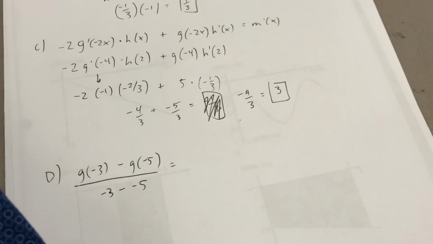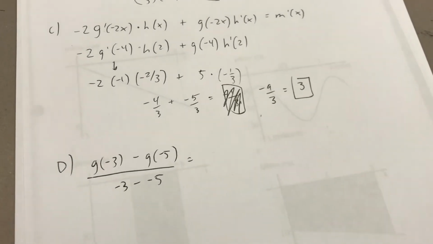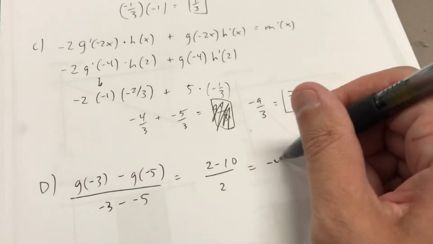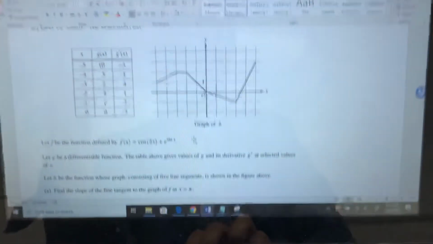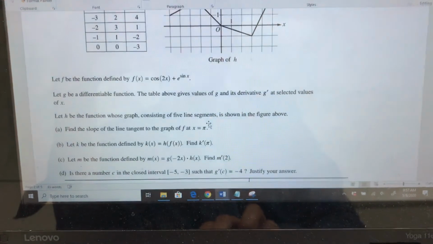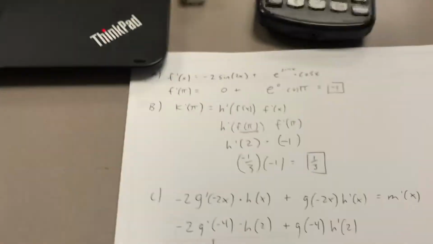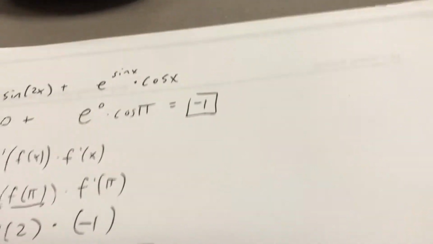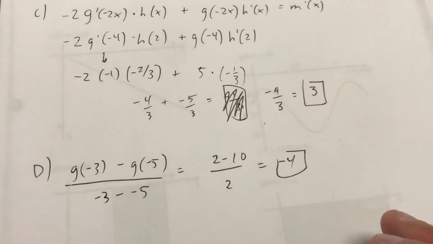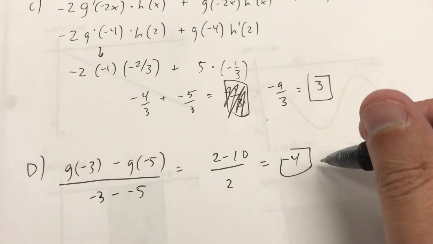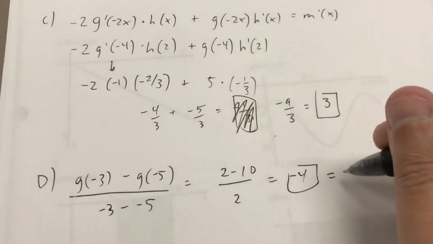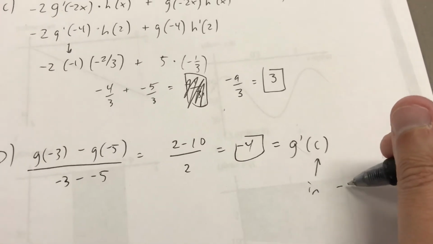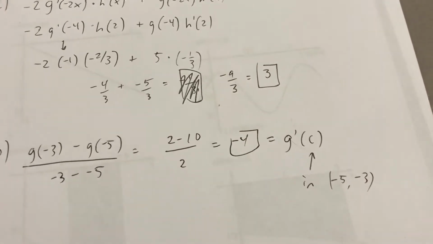And that should be equal to the instantaneous rate of change at some point. So g of negative 3 here is 2. And g of negative 5 is 10. So we've got 2 minus 10 over 2, which is going to be negative 4. Is that what they gave us? Yes. Okay. So remember, by the mean value theorem, if your function is continuous and differentiable on the interval, and you really need to say that, then if the average rate of change is equal to a value, that should be equal to the instantaneous rate of change for some value of c in the interval from negative 5 to negative 3, okay?